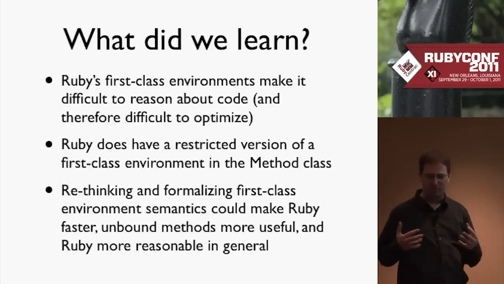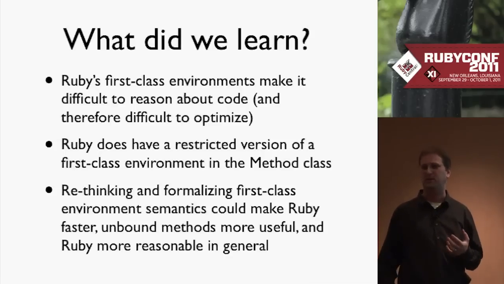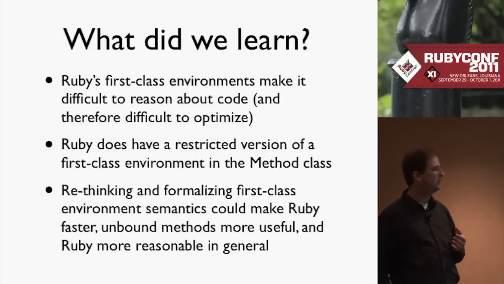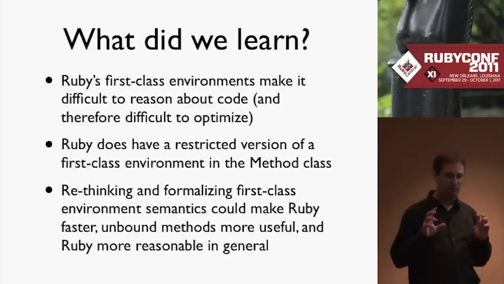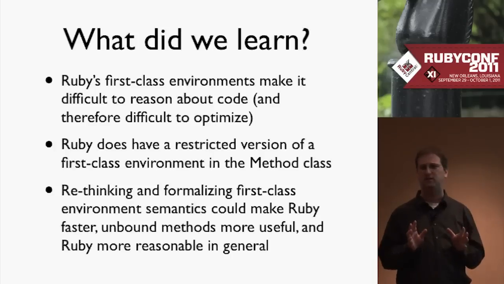I told you I didn't have a really satisfying conclusion because I don't really have a patch to cure the ills of Ruby's first-class environments. This is a difficult problem, and it's going to take a lot of thinking and a lot of work and looking at the internals to see how this should be resolved. But I think what we can at least learn from looking at this initially is that the first-class environments as they exist in Ruby today, they're kind of dangerous. They're kind of really dangerous.